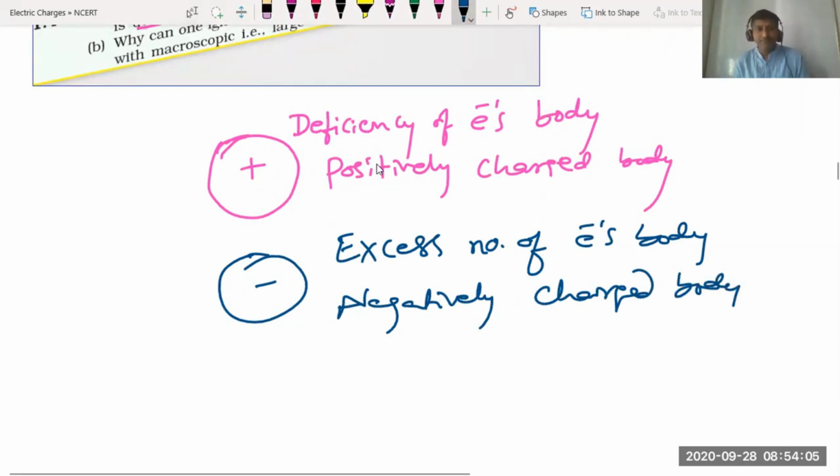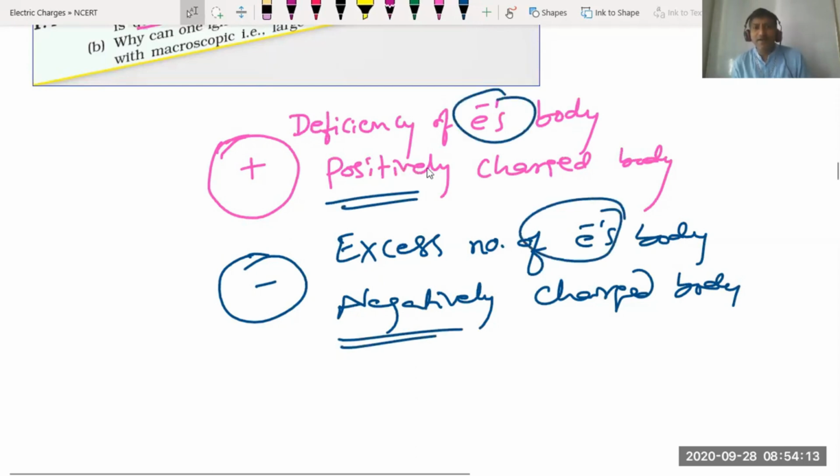Whether it is a positively charged body or a negatively charged body, on what basis are we deciding? The number of electrons. Based on that we are deciding. So whenever an electron is moving or transferring from one body to another, one is a positively charged body and the second one is negatively charged. The one which is losing is said to be a positively charged body. The one which is gaining is said to be a negatively charged body.